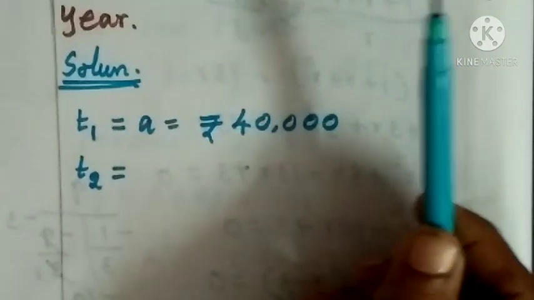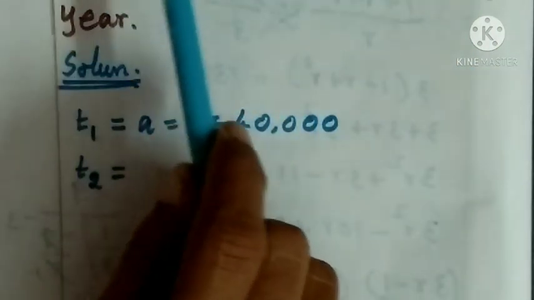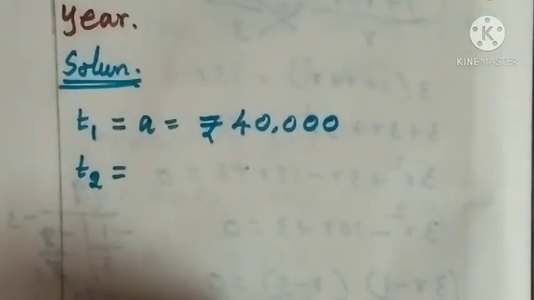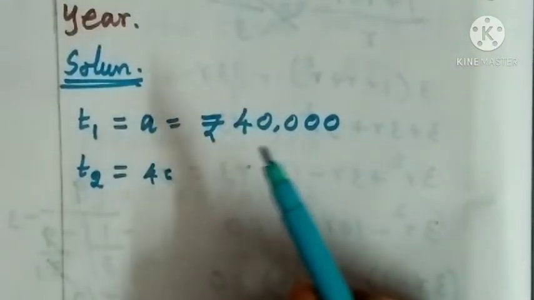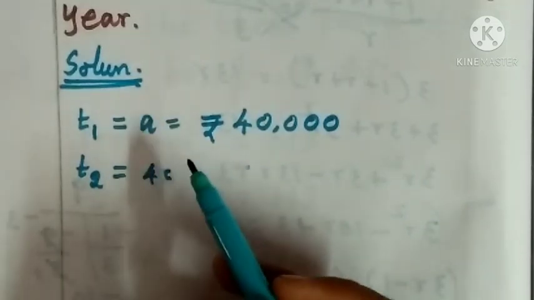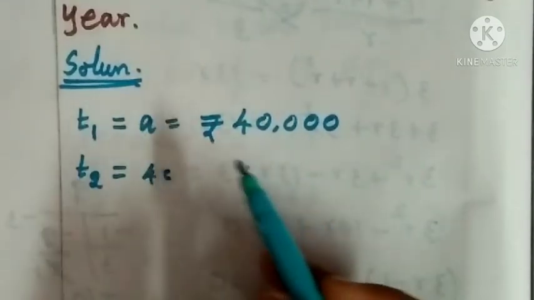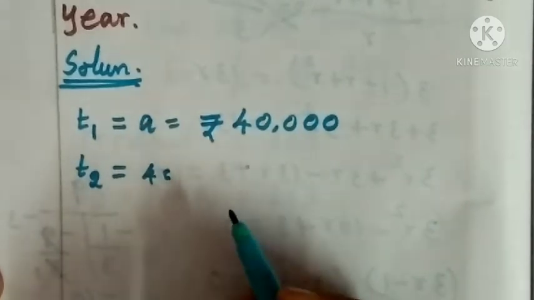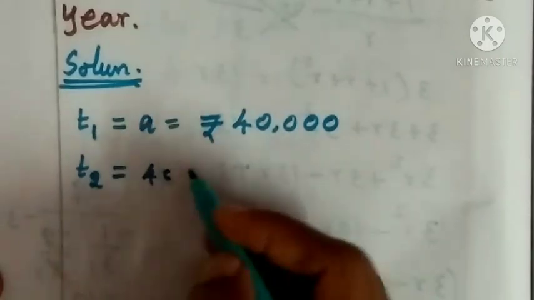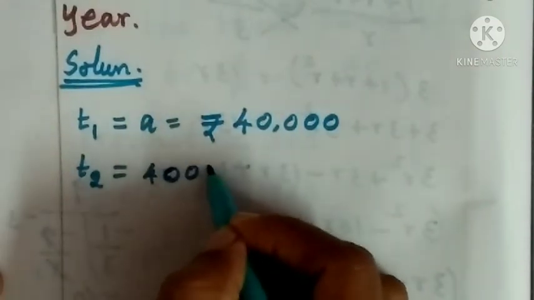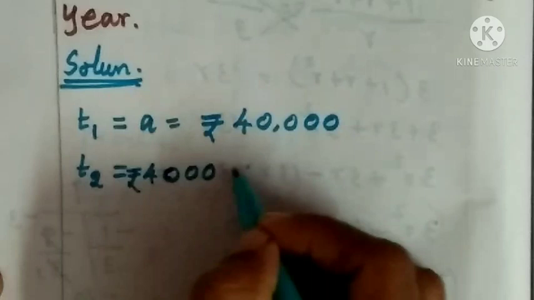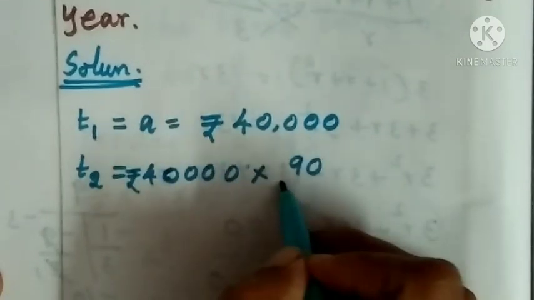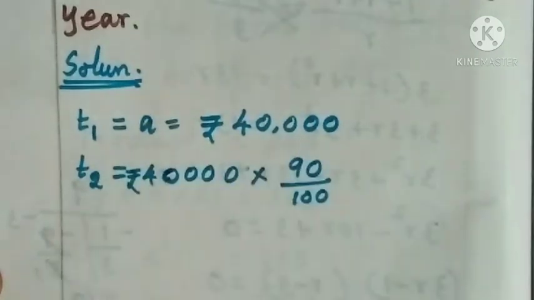Next, given that the value of the machine depreciates each year by 10%, after the first year the value of the machine is 90% of the first year's value, because in the question they have given 10% depreciation. Therefore, T2 is equal to 40,000 rupees into 90% is 90 by 100.